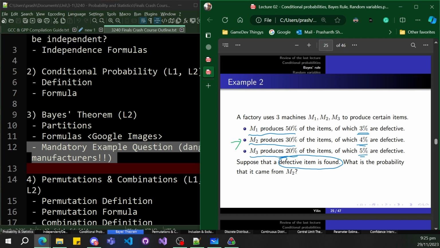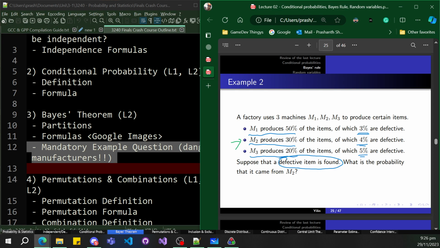And here we've got this. Back to M1. M1 produces 50% of the items, of which 3% are defective. So is it defective given M1 or M1 given defective? Think about the order you received the information. What was known first? We have M1. M1 produced 50% of the items, which means that you already know that you're considering items from M1.